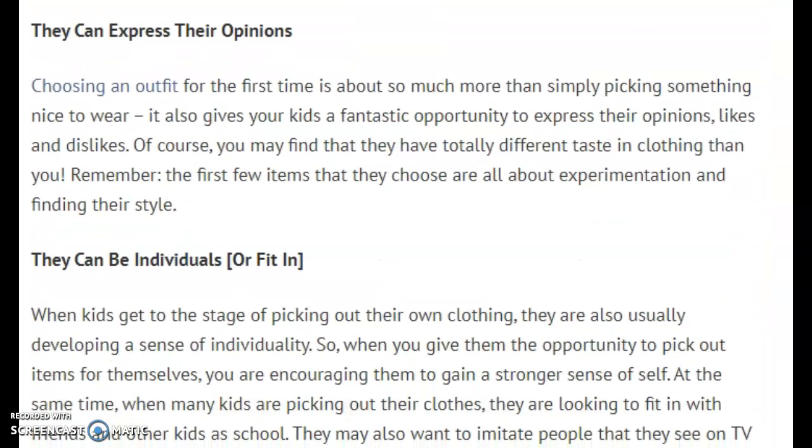They can express their opinions. Choosing an outfit for the first time is about so much more than simply picking something nice to wear. It also gives your kids a fantastic opportunity to express their opinions, likes, and dislikes. Of course, you may find that they have totally different taste in clothing than you. Remember, the first few items that they choose are all about experimentation and finding their style.